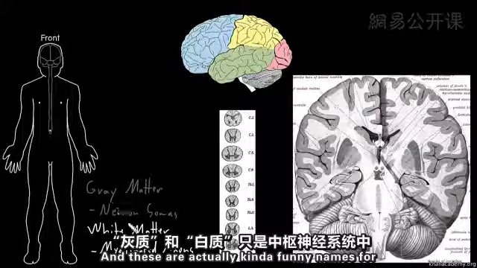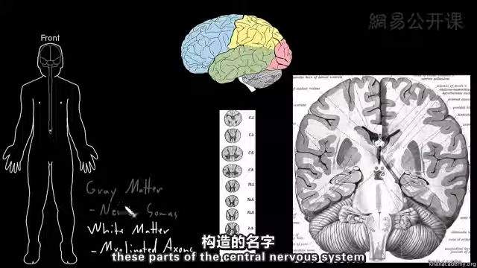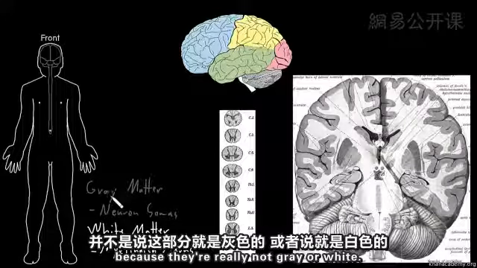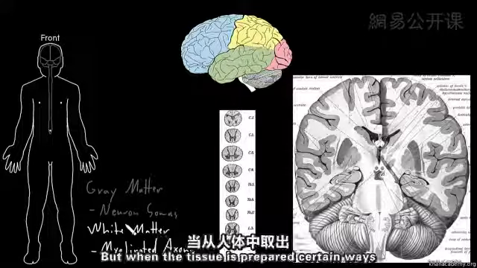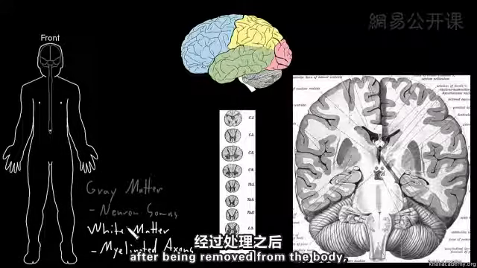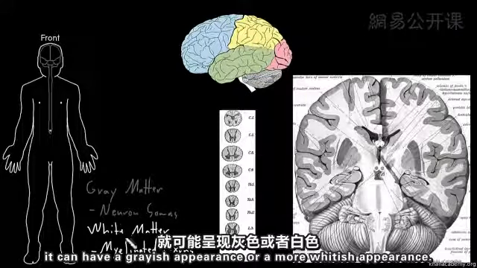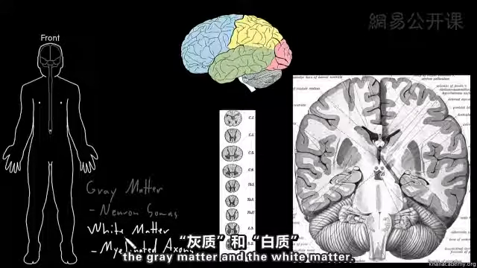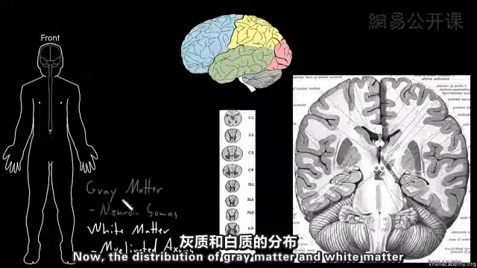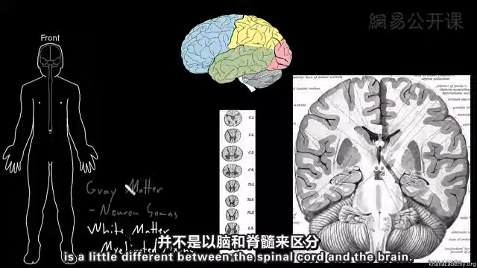And these are actually kind of funny names for these parts of the central nervous system because they're really not gray or white. They're all kind of different tan colors in life. But when the tissue is prepared certain ways after being removed from the body, it can have a grayish appearance or a more whitish appearance. And so these are the names that have stuck for these general areas, the gray matter and the white matter. Now the distribution of gray matter and white matter is a little different between the spinal cord and the brain.